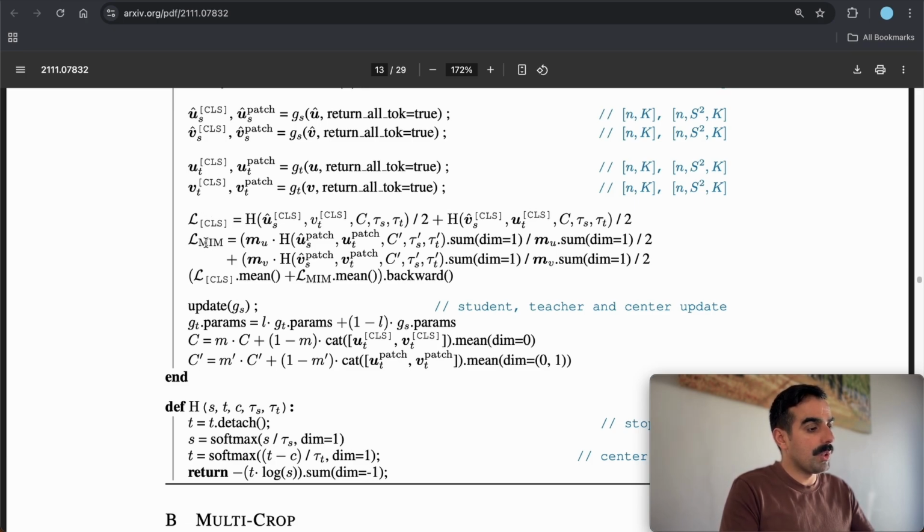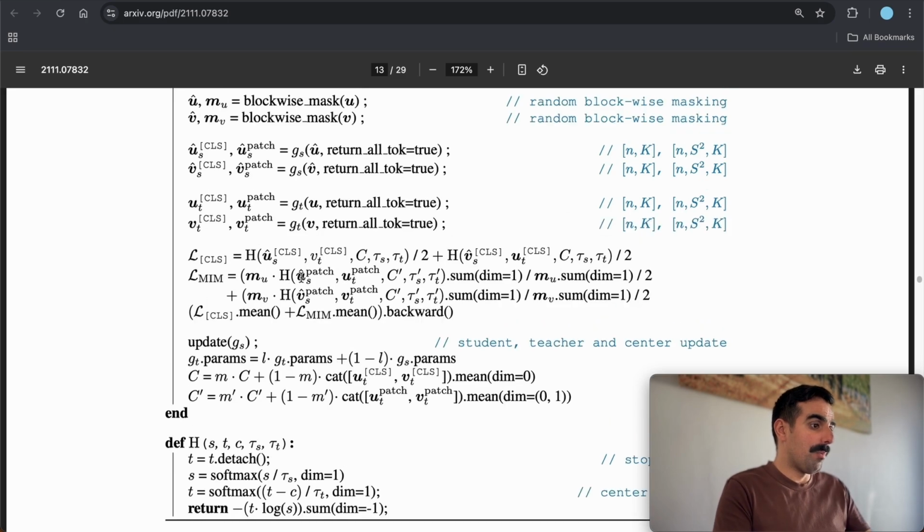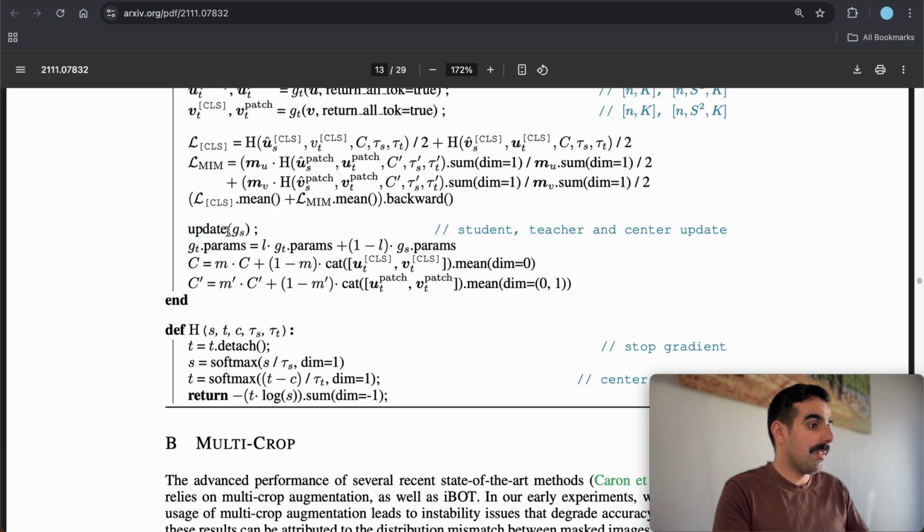MIM loss, which means masked image modeling. In DINOv2, they call it iBOT loss. We're comparing the patches predicted by the student with the original patch from the teacher, and the patches for the second view predicted by the student with the original patch from the teacher. SGD update for the student, and EMA update for the teacher, and we're updating the center for the teacher.